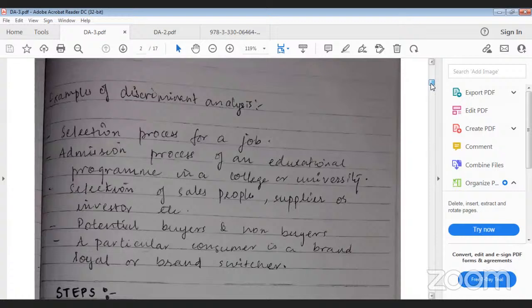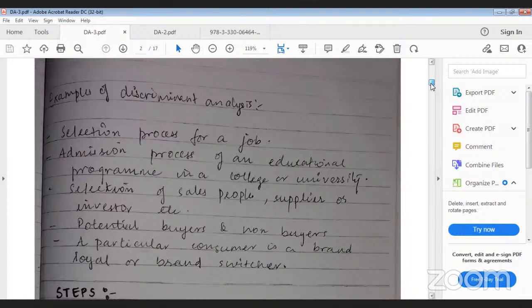We have already discussed when you use discriminant analysis. One is the selection process for a job, whether you will get the job or not, meaning selected or not. If these are the qualification and eligibility criteria, then whether that particular student will get the job after completing MBA or BTech. Then the admission process of an educational program, whether you got the seat in that particular college or university or not.